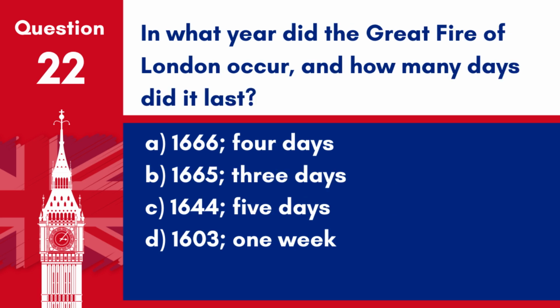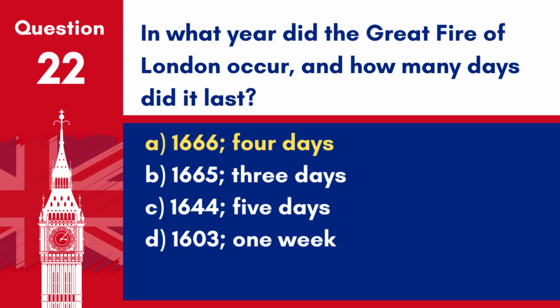Question 22. In what year did the Great Fire of London occur, and how many days did it last? A. 1666, 4 days. B. 1665, 3 days. C. 1644, 5 days. D. 1603, 1 week.